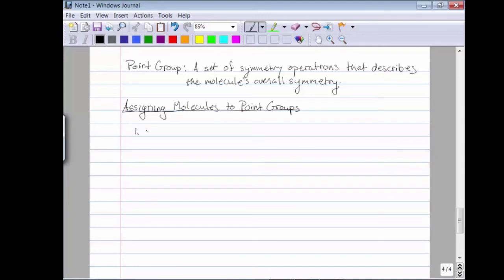Okay, so the first step, or the first question to ask yourself, is: does it belong to a low symmetry group? Things of low symmetry have very few symmetry elements. So I'll give you a few examples.